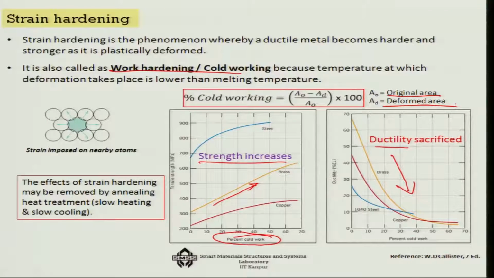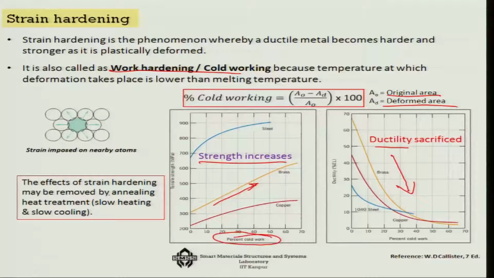Now, the strength that is increased can sometimes be controlled by annealing, which is a heat treatment process. Through slow heating and slow cooling you can release some of it, and thus you can bring a trade-off solution between the strength and the ductility of a system.